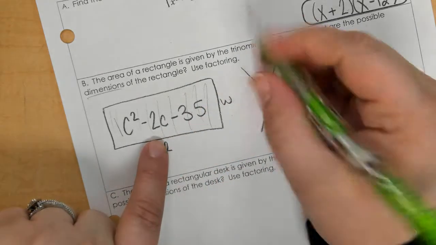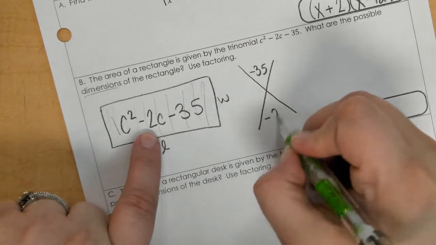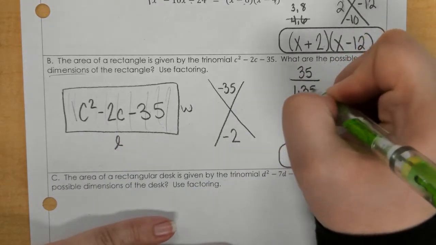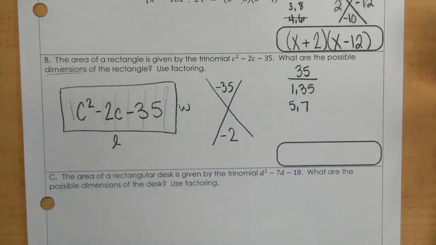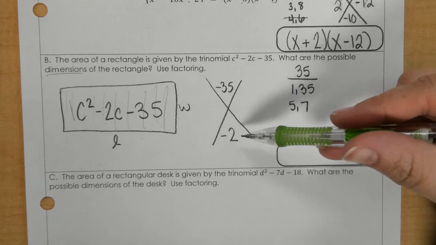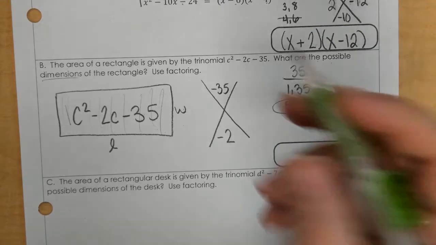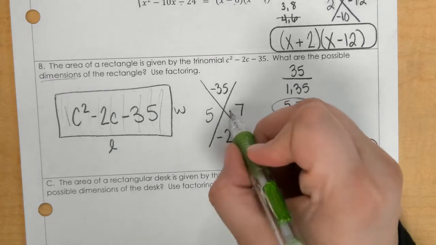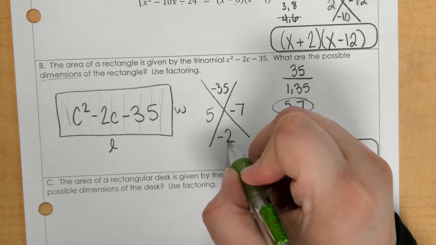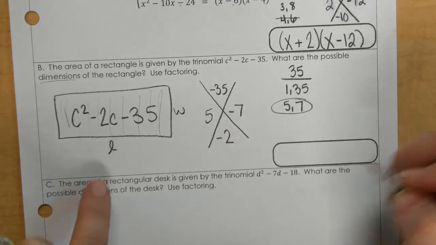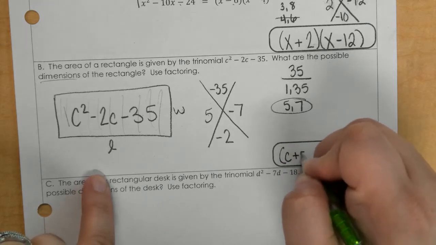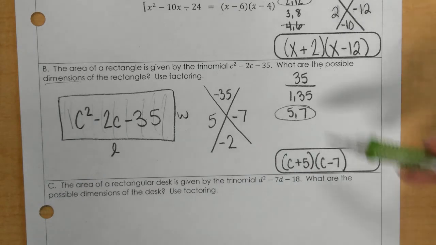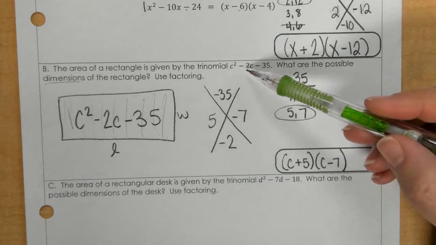So 1 times negative 35, put the negative 2 down here, and my factors of 35 are 1 and 35, 5 and 7. Could either of these get to negative 2? Yes, 5 and 7. Now you need to ask yourself which one is negative. Well, 5 minus 7 gives you a negative 2. So my dimensions would be c plus 5 and c minus 7. Please note that you're going to want to make sure that you use the variable that matches the problem.